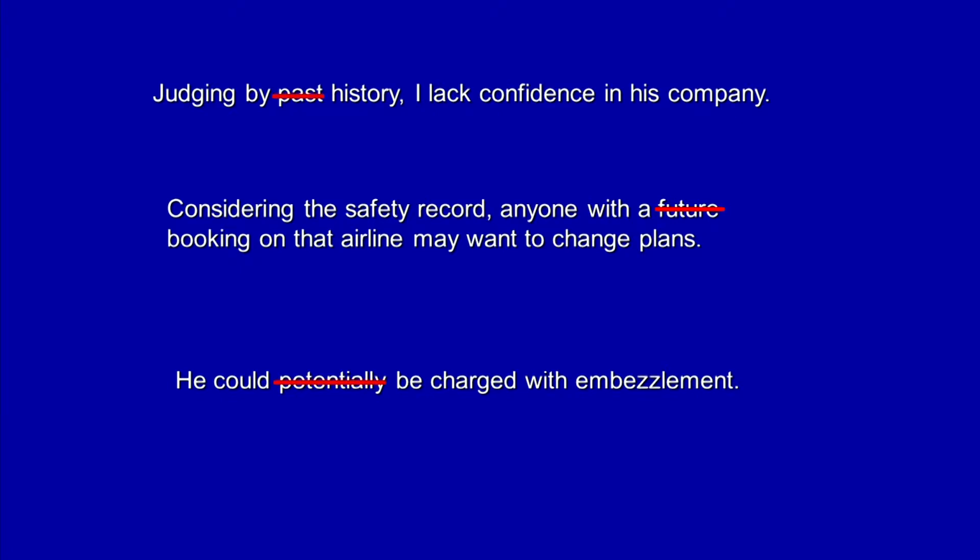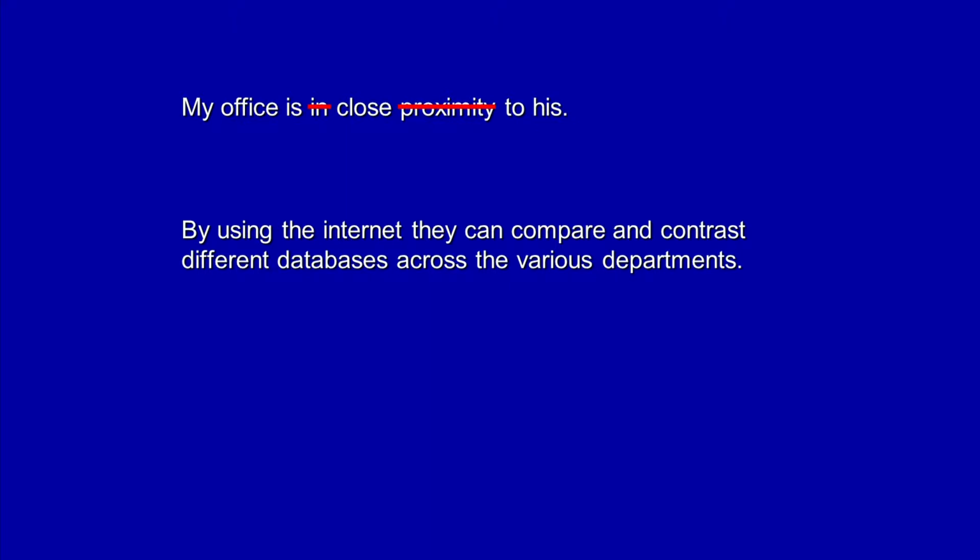Speaking of using a word for its sound, this word means closeness. So close proximity means close closeness. One who wants to preserve the erudition could simply do this. One who can do without the erudition might do this. And finally, this. By using the internet, they can compare and contrast databases across the various departments.